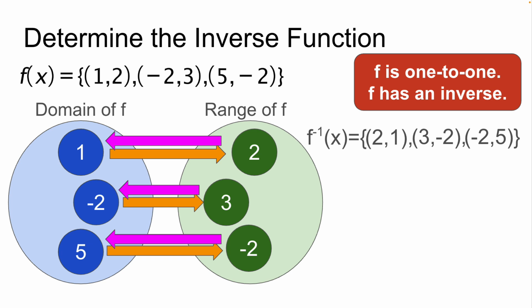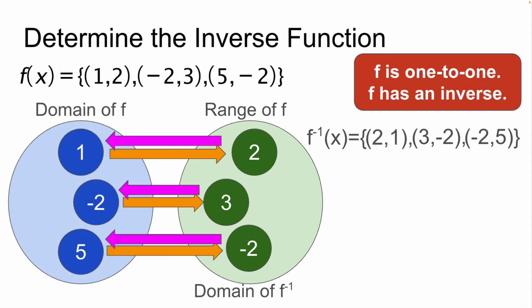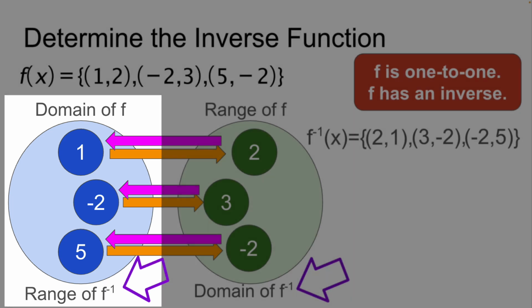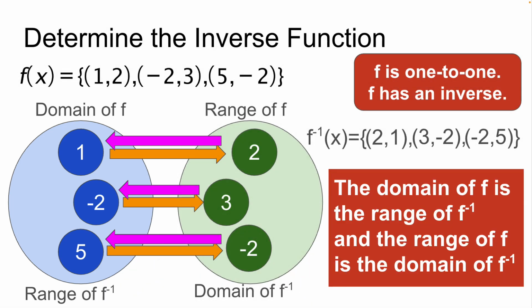So in an inverse function, the roles of x and y are swapping. One thing that also happens is what was our range for the f function now becomes the domain of f inverse, and what was our original domain for f is now our range for the inverse function. And this is a key point of all inverse functions.